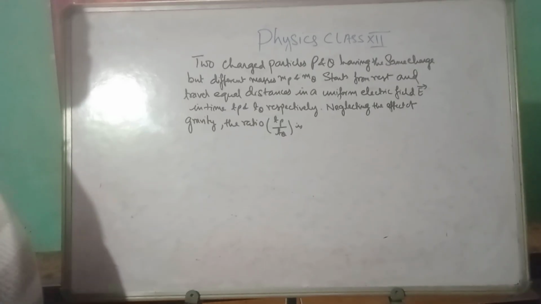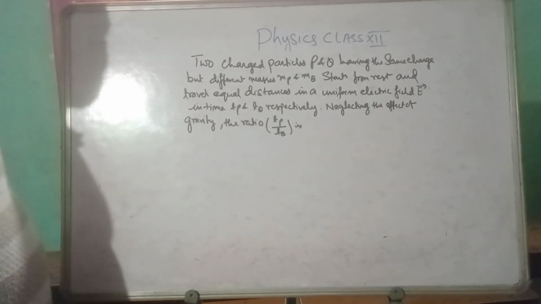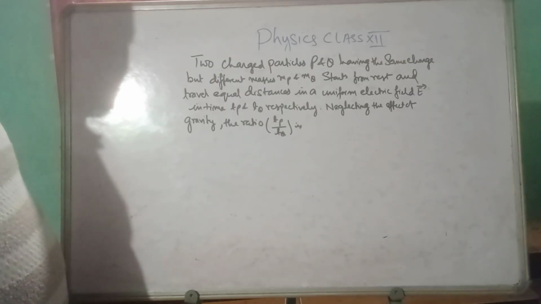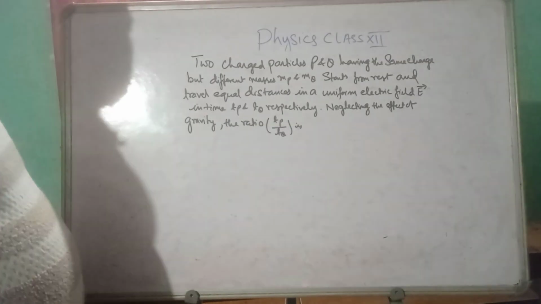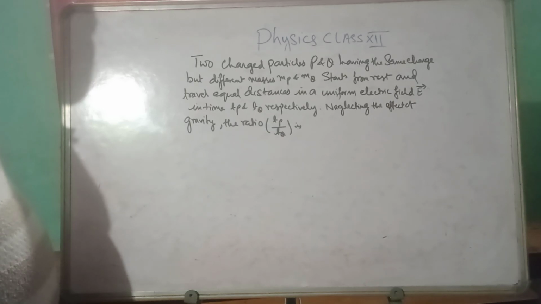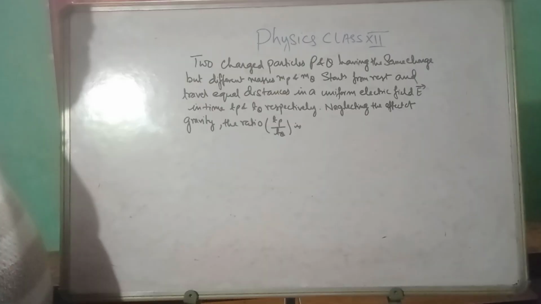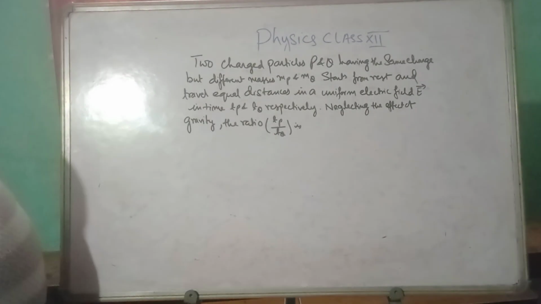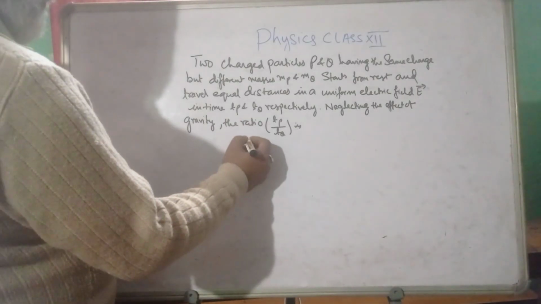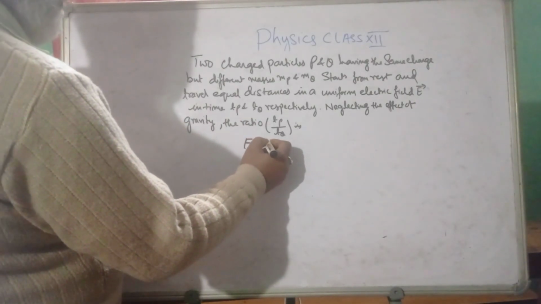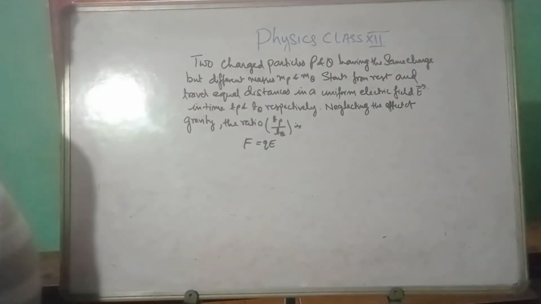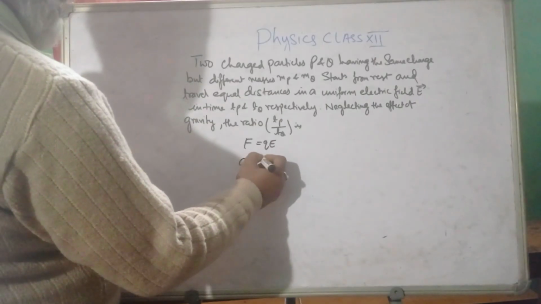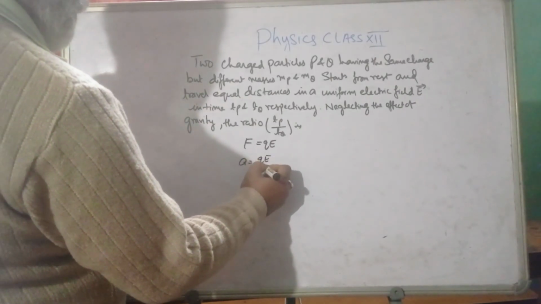Here two charged particles P and Q having the same charges but different masses, MP and MQ, start from rest and travel equal distances in a uniform electric field E in time Tp and Tq respectively. Neglecting the effect of gravity, you have to find the ratio Tp by Tq. We know the relation between force and electric field, that is F equal to QE. And your acceleration of the charged particle is F by m, QE by m.